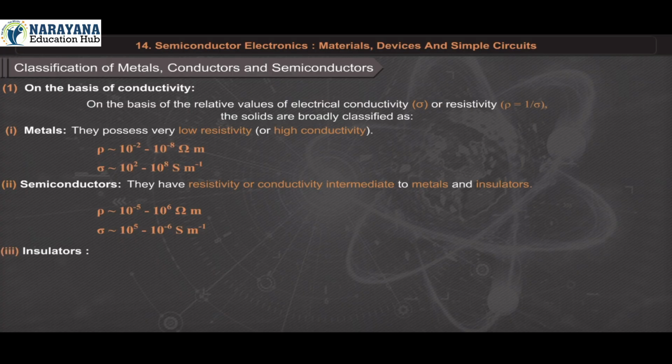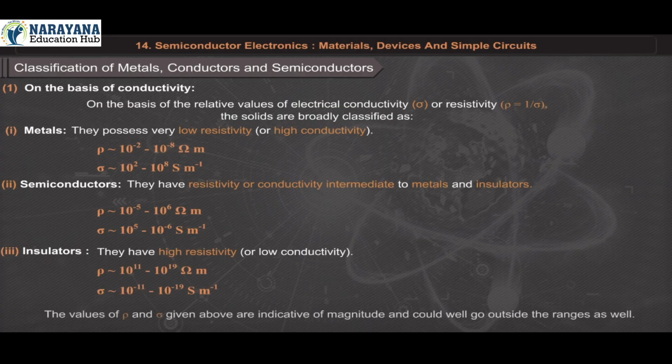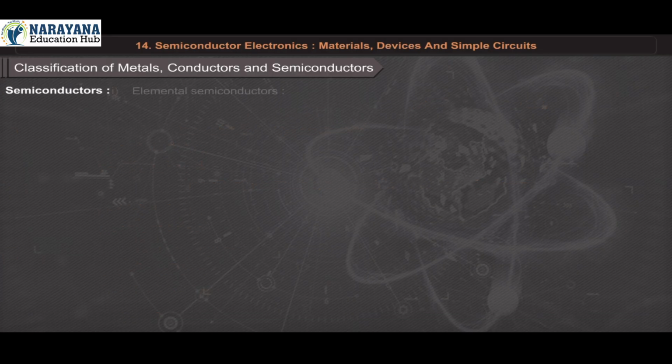Number 3. Insulators. They have high resistivity or low conductivity. Rho is about 10 raised to 11 to 10 raised to 19 ohm meter. Sigma is about 10 raised to minus 11 to 10 raised to minus 19 siemens per meter. The values of rho and sigma given above are indicative of magnitude and could well go outside the ranges as well.